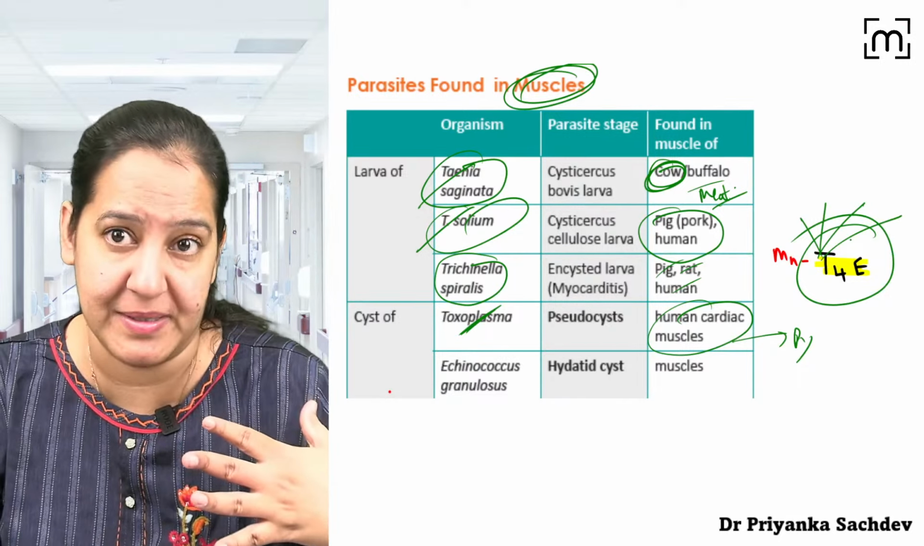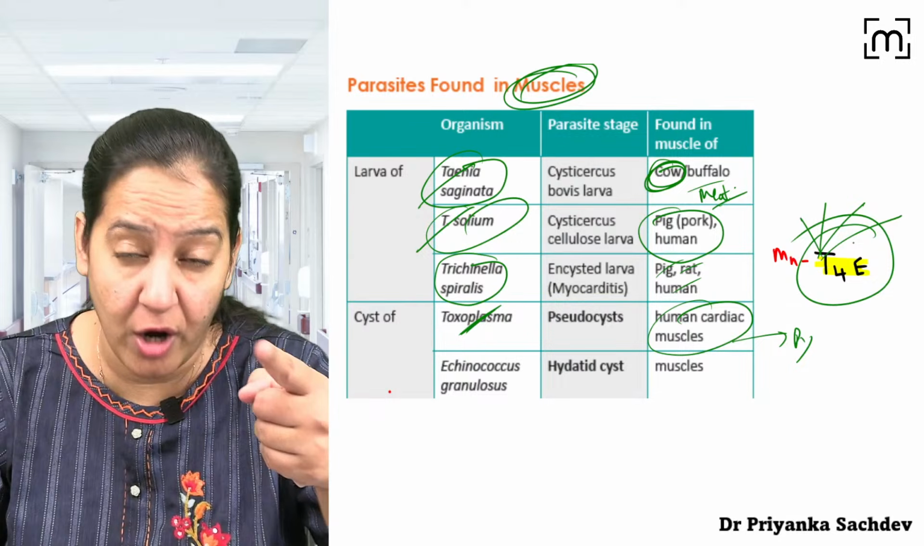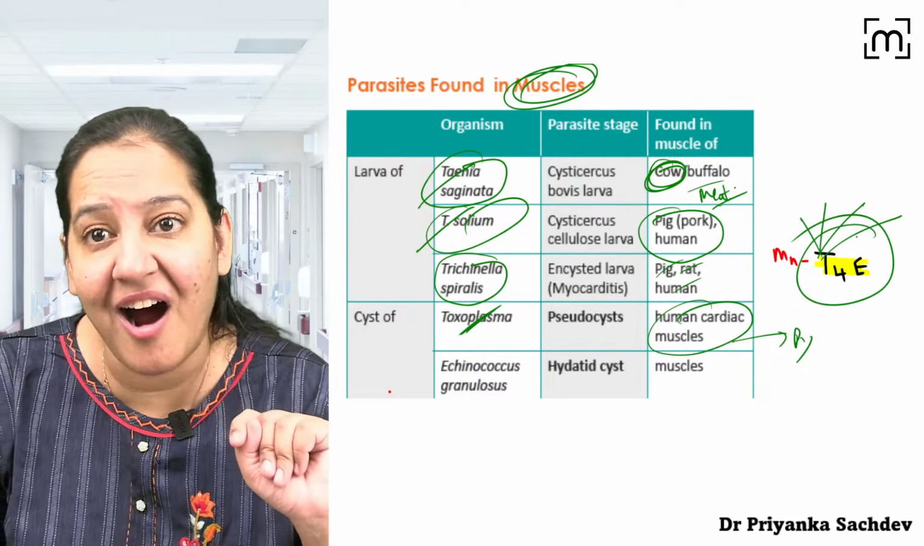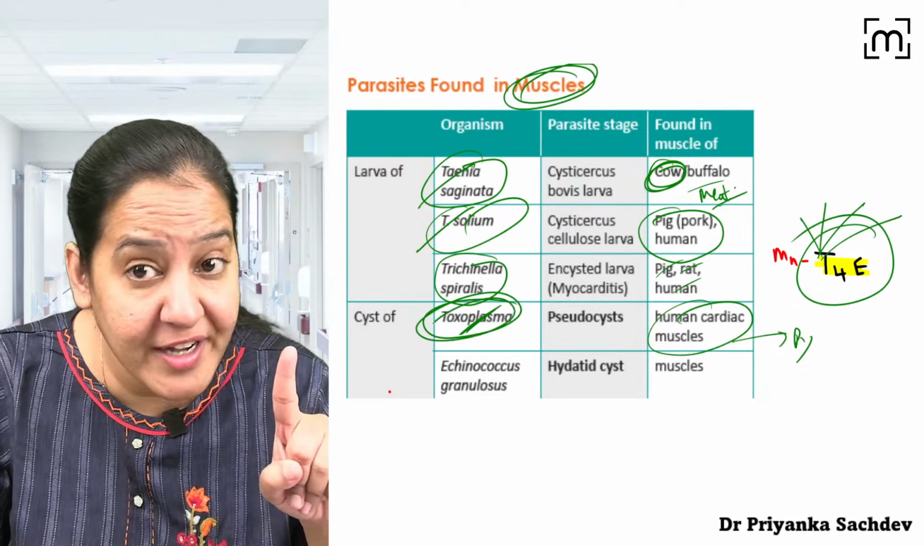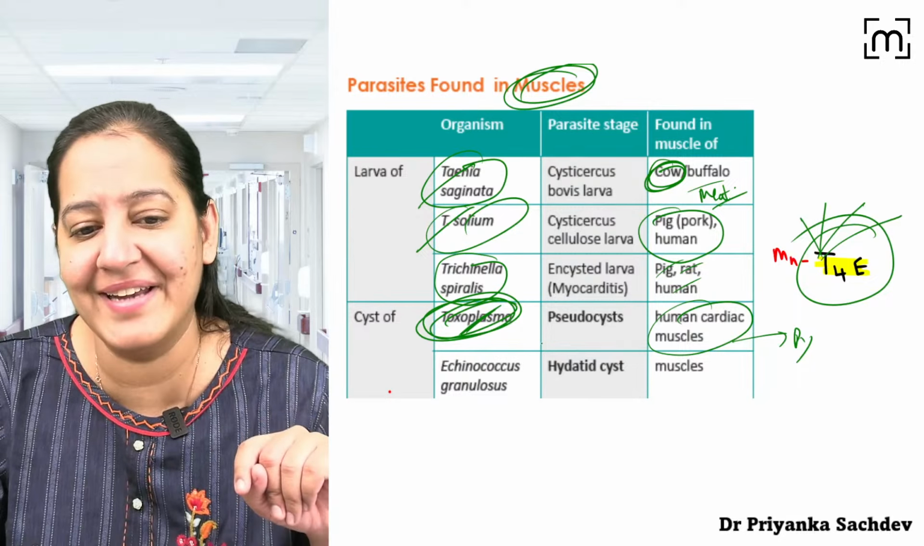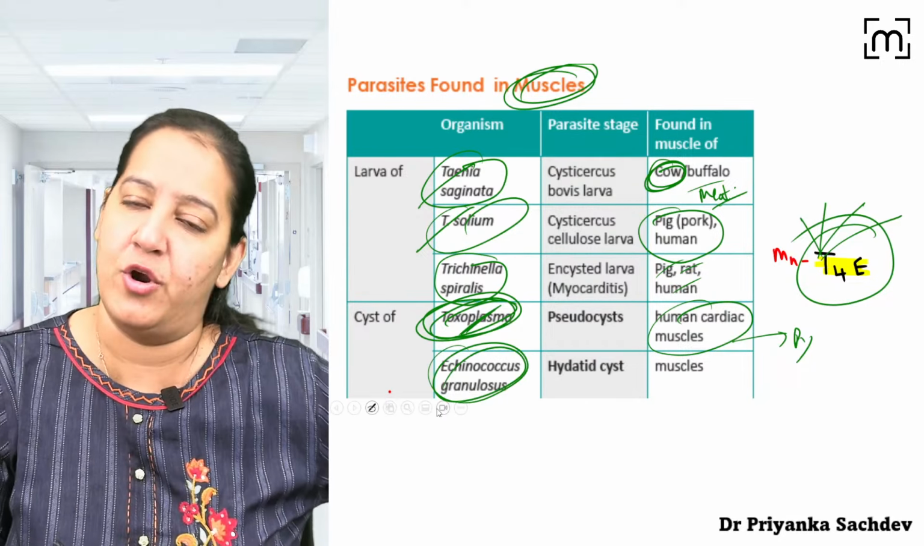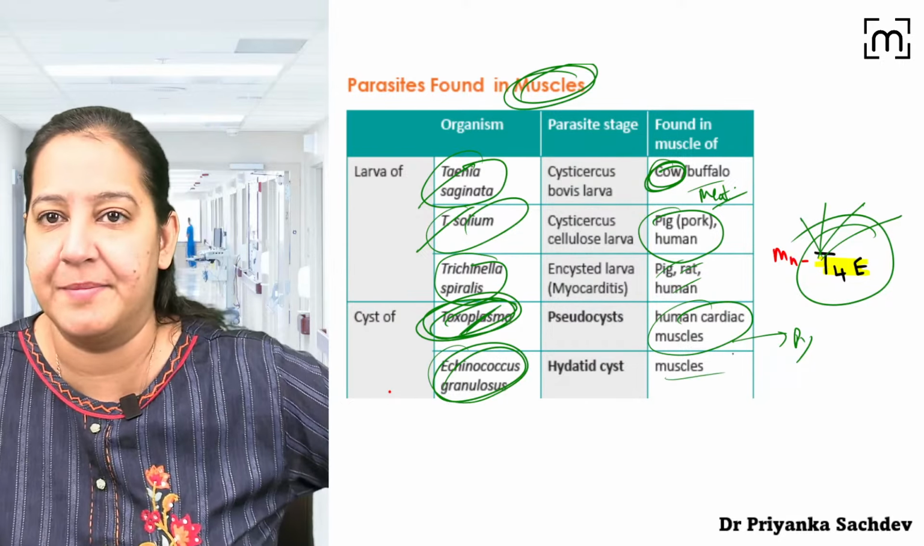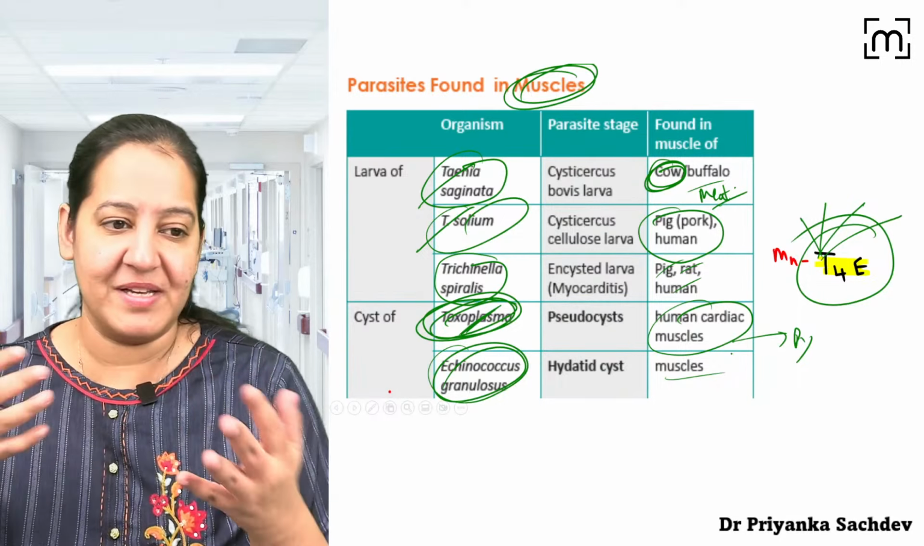Toxoplasma is present in heart muscles, not in skeletal muscle. Rest all were in skeletal muscle. This one is unique, which is in the heart muscle, cardiac muscle, right? And E is Echinococcus granulosus. Right, it is also present in skeletal muscle. So these are the parasites which are present in muscle.